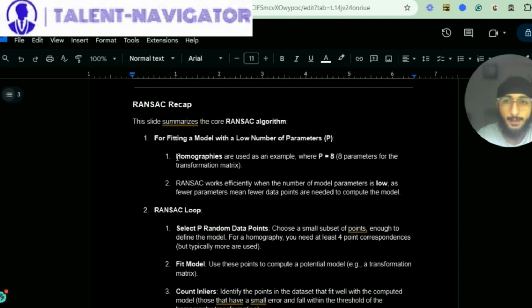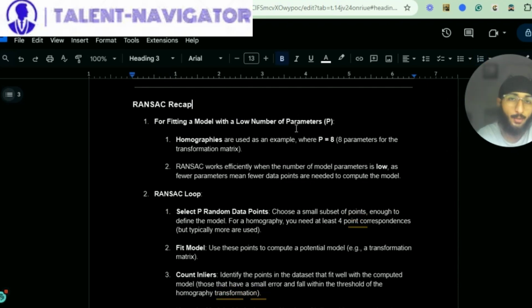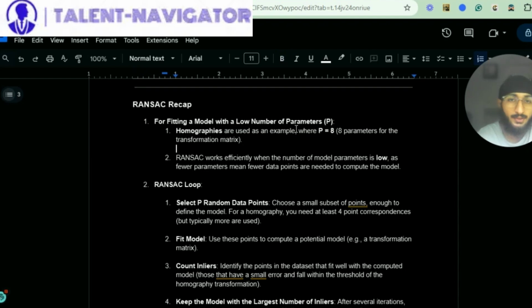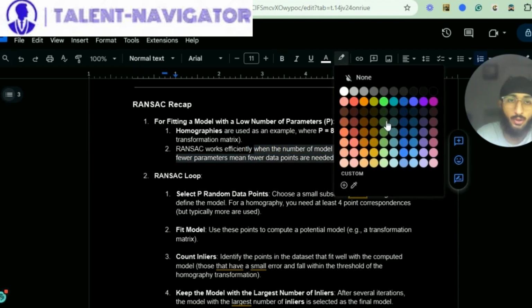So now we go over to the recap. For fitting a model with a low number of parameters P, homographies are used as an example, where P is equal to 8 parameters for the transformation matrix. It works efficiently when the number of model parameters is low, as fewer parameters mean fewer data points are needed to compute the model.